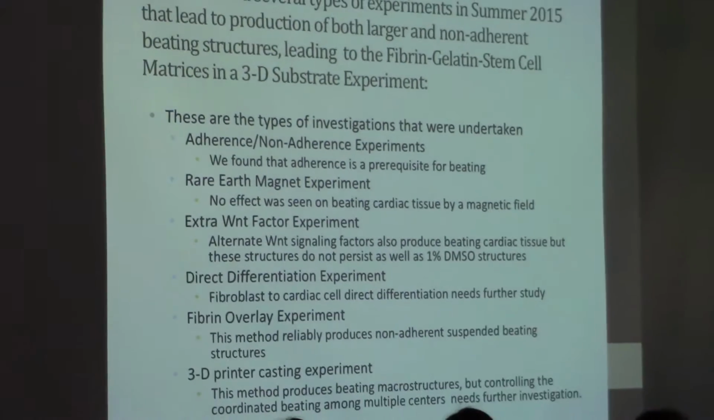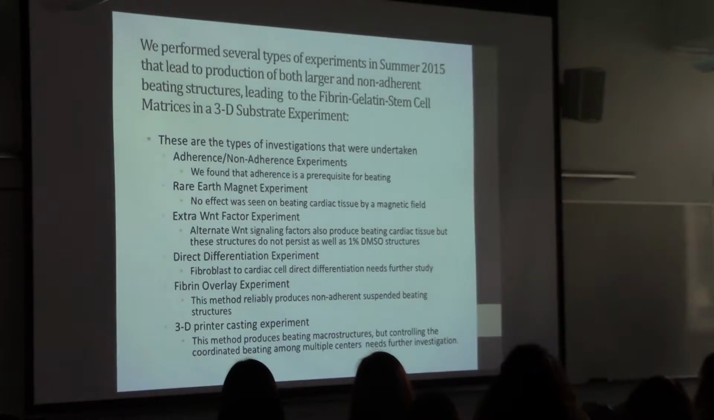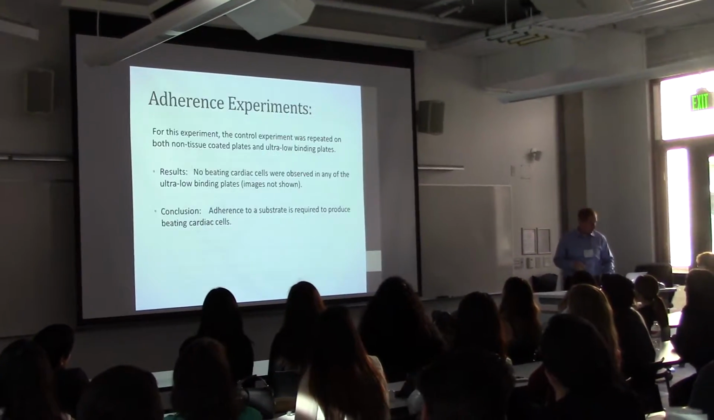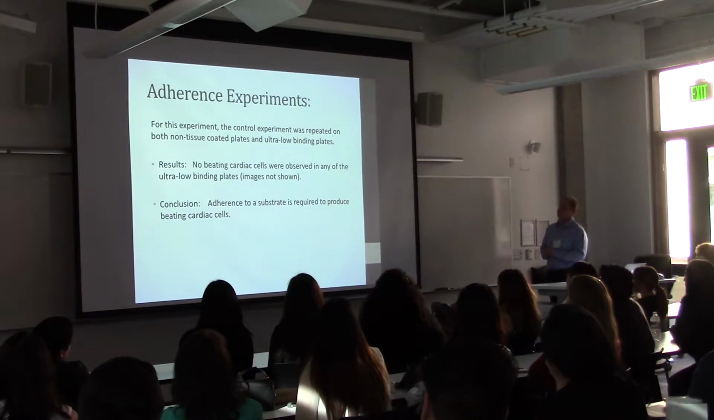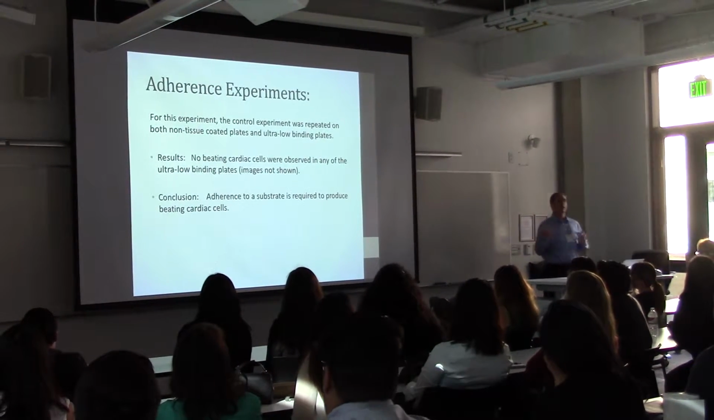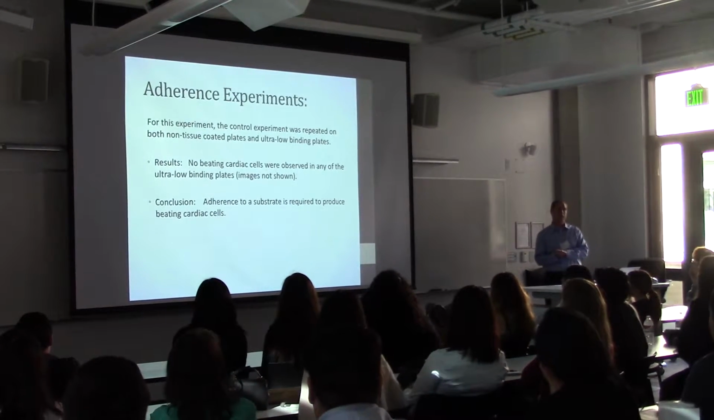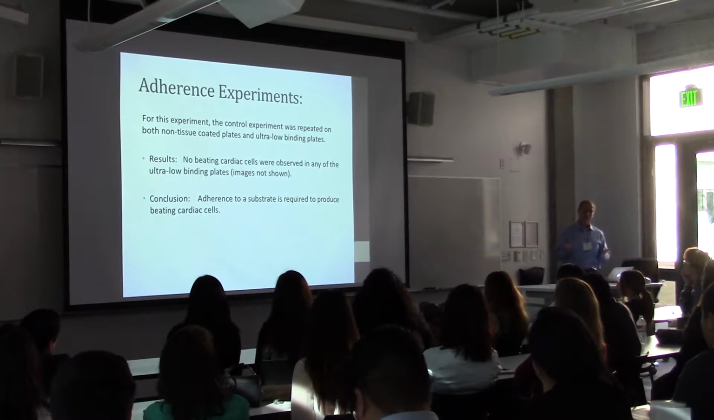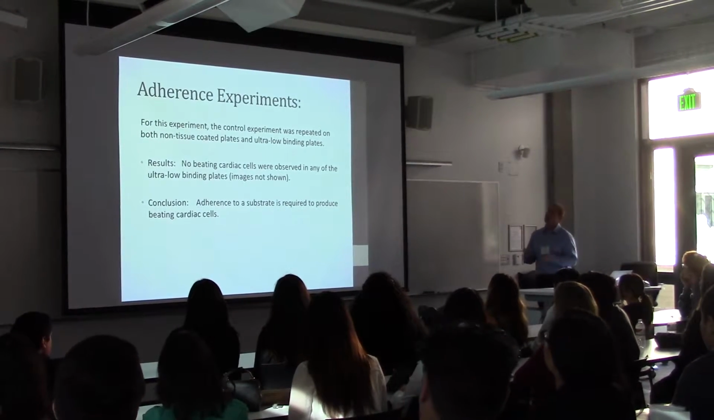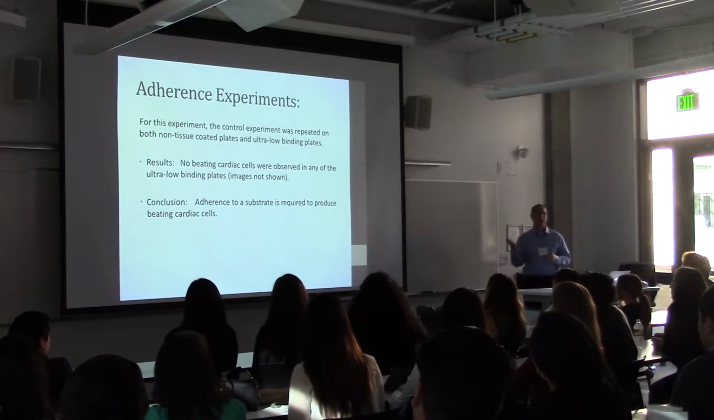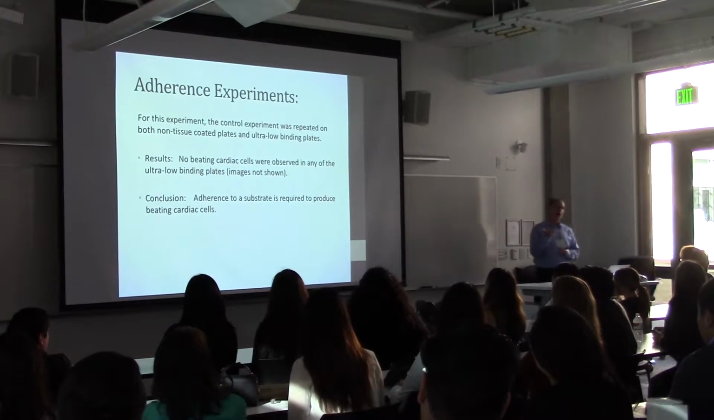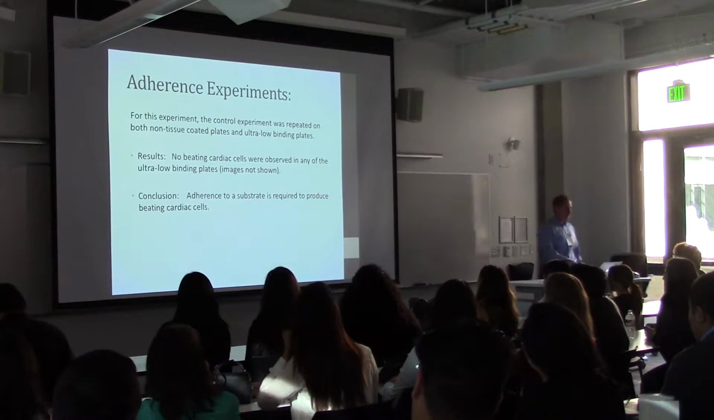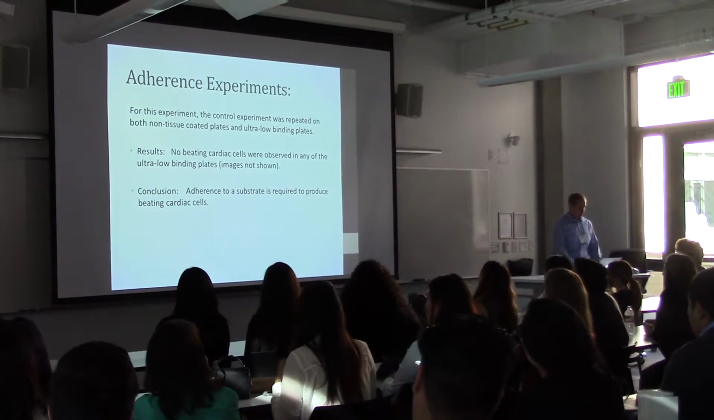So we performed a lot of experiments over the summer to get to the experiment I'm going to talk about in the end. I'm going to have to skip over some of these because of time, but one I do need to talk about is adherence experiments. So what we needed to know is, can we grow the cardiac tissue that beats when it doesn't adhere to a tissue culture plate? So we did it on our non-tissue coated plates, which we know works, and also ultra-low binding plates, which do not allow for adherence, so the cells will grow off of the plate. And what we found is we didn't get any beating cells in those ultra-low plates. So we concluded that we do need adherence to a substrate in order to get the beating.